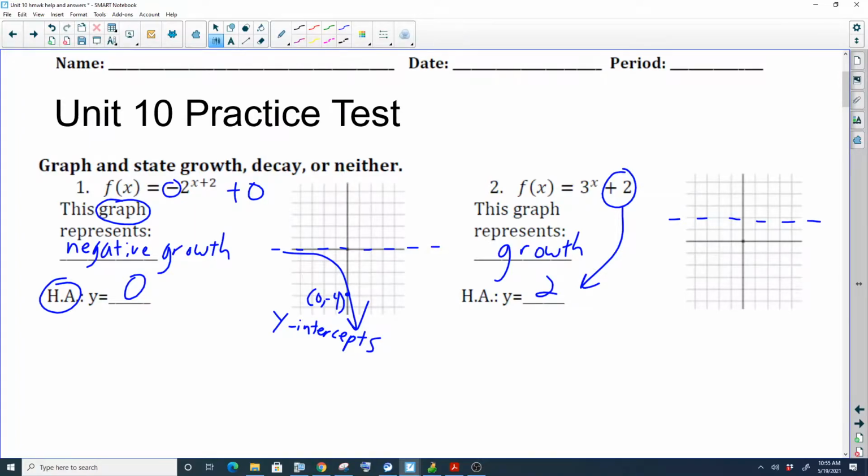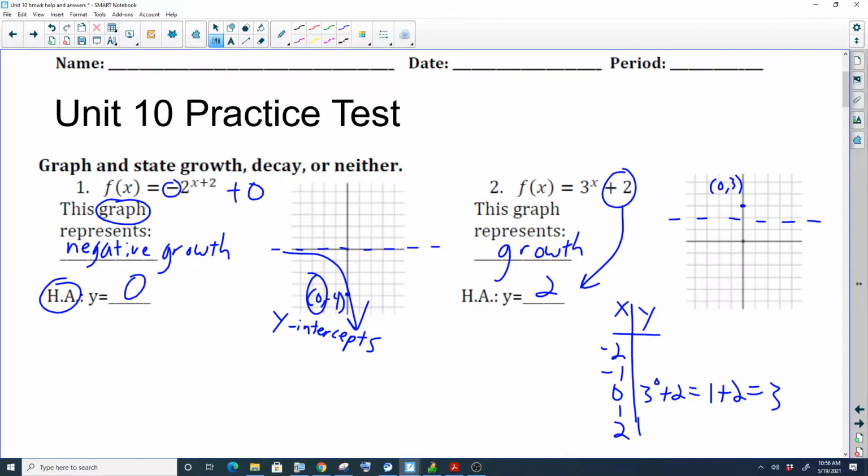Let's see here. So doing this by hand, I would do an xy table and choose values for x like negative 1 or negative 2, doing it by hand. So negative 2, negative 1, 0, 1, 2. And specifically the 0, because that's always, right? The y-intercept. So if we plug in 0, it's going to be 3 to the 0 plus 2. And anything to the 0 is just a 1. So 3 to the 0 is just a 1, plus 2 is 3. So this indicates we are going to have a y-intercept at 0, 3.